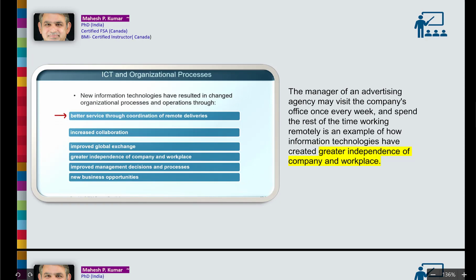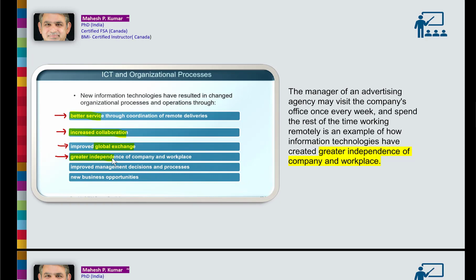First, it helps us in creating a better service environment. And second, information systems help us in increased collaboration. The collaboration may be with suppliers or certain other parties. Moreover, information systems and information and communication technologies help us in easy global exchange of products and services. Then these ICTs and IS systems help us in ensuring greater independence of the workplace.